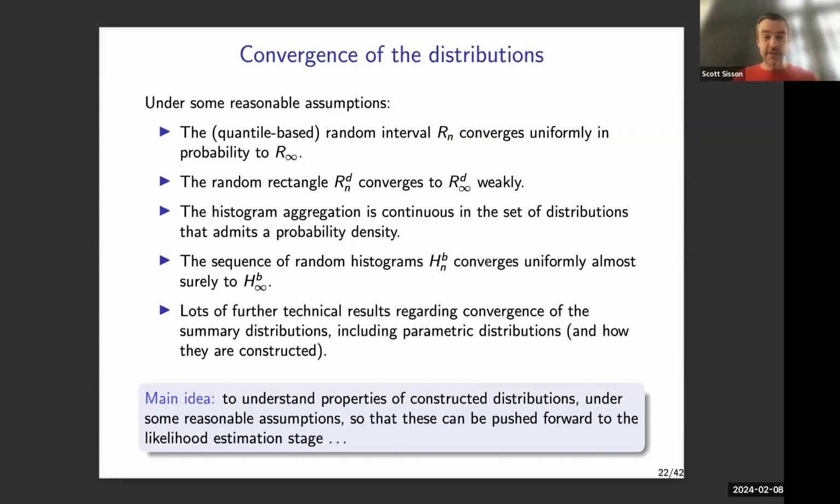Similarly for histograms, histogram aggregation is continuous in the set of distributions that admit a probability density. Slightly esoteric, but we can build on these things. And effectively, at the end, we end up with statements that we can make about the type of convergence, where we can measure that, and what quantities are bounded by. It's quite handy because the second stage of this is, it's okay to do all this stuff, but we actually want to know the practical side of this.